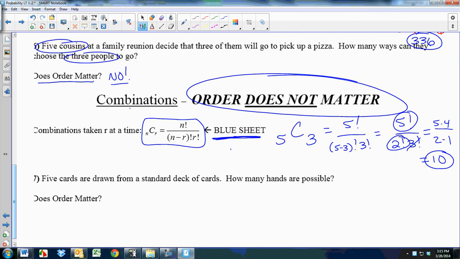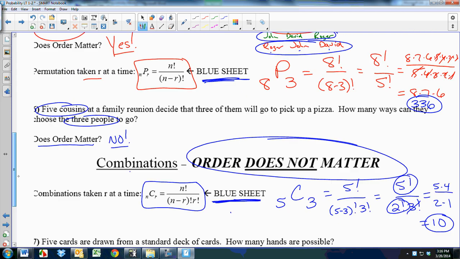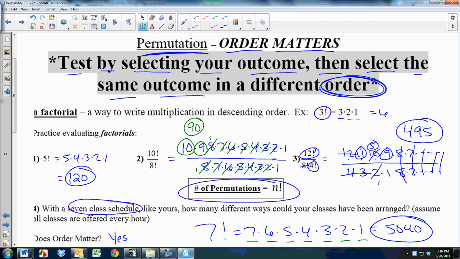The final problem. 5 cards are drawn from a standard deck of cards. How many hands are possible? Does order matter? We'll keep this simple. Ace, king, queen, jack, 10 of hearts, in that order. Our test says choose the same outcome in a different order.